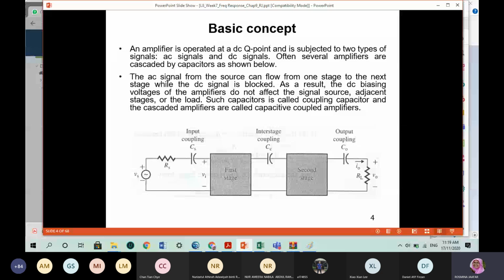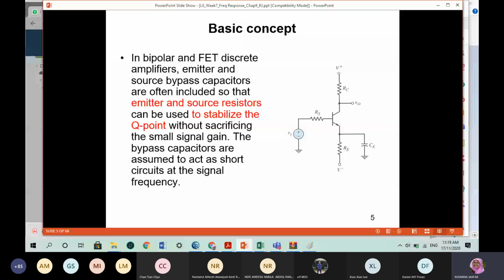Later on, I will show you how to calculate the actual cut-off frequencies based on the effect of the coupling capacitor. Now, for bipolar and FET transistor discrete amplifiers, emitter and source bypass capacitors are often included so that emitter and source resistors can be used to stabilize the Q point without sacrificing the small signal gain.